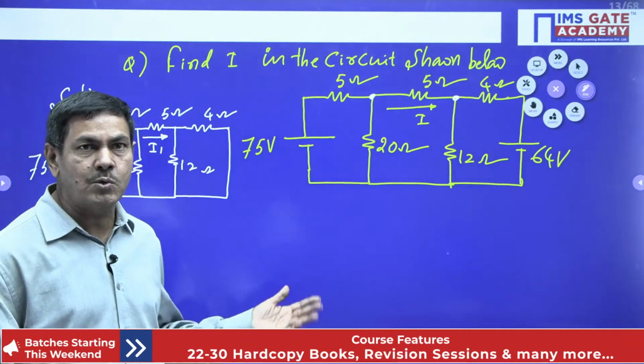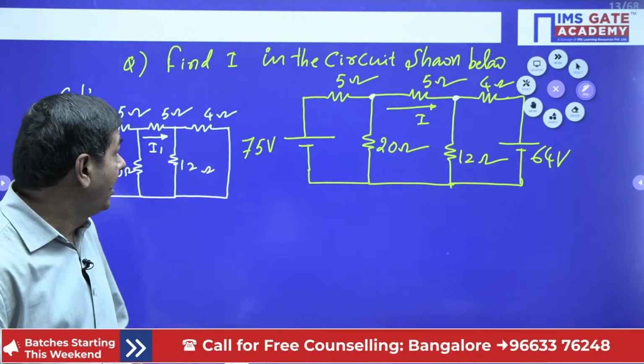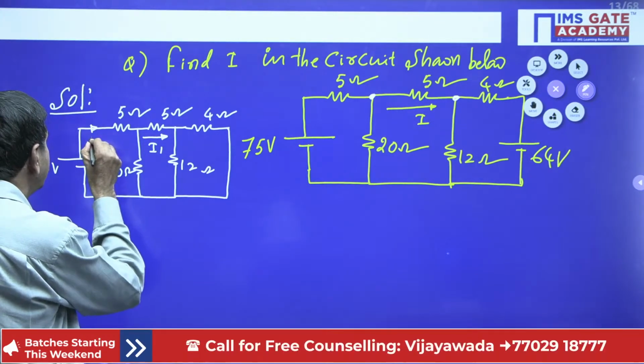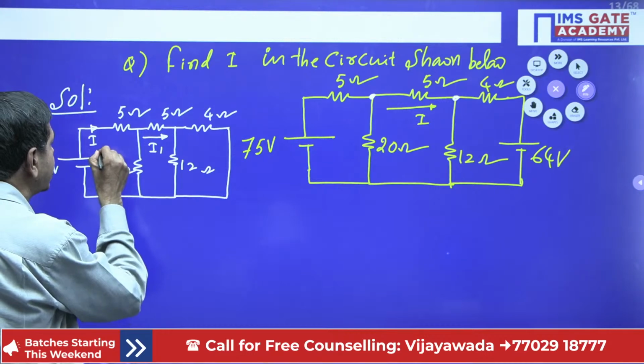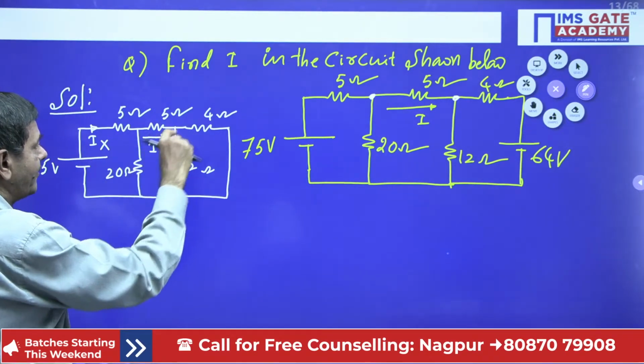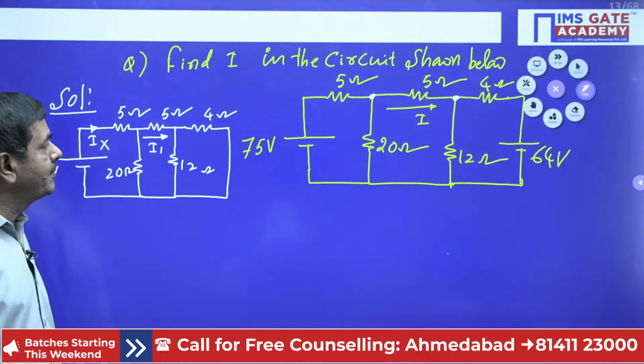Even in this problem, I want to apply the same condition. How can I apply the same condition? I wish to find the current from the supply. That current I want to take as Ix here. Once I get Ix, I can find the current I1. Sir, how can I simplify these networks, sir?